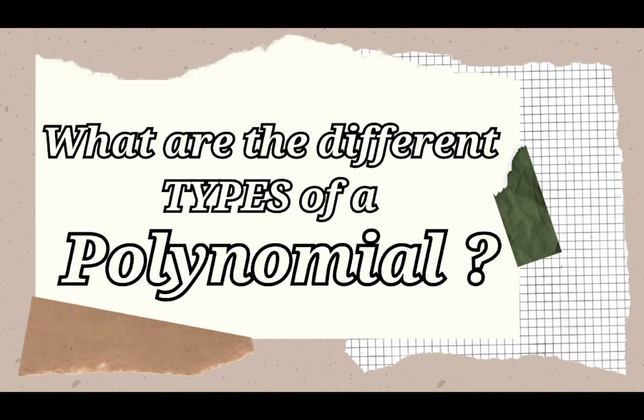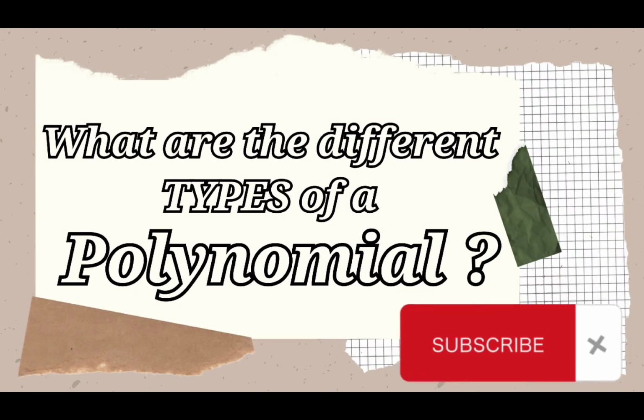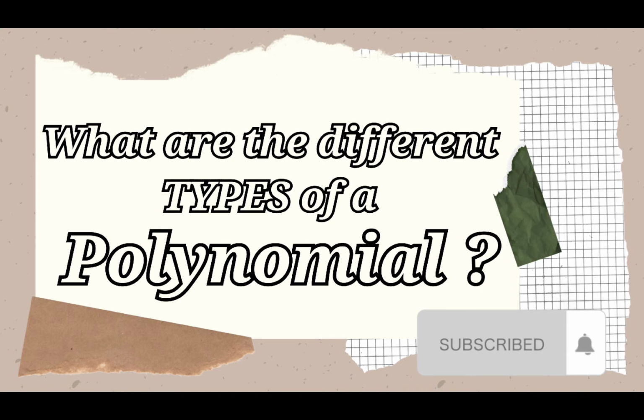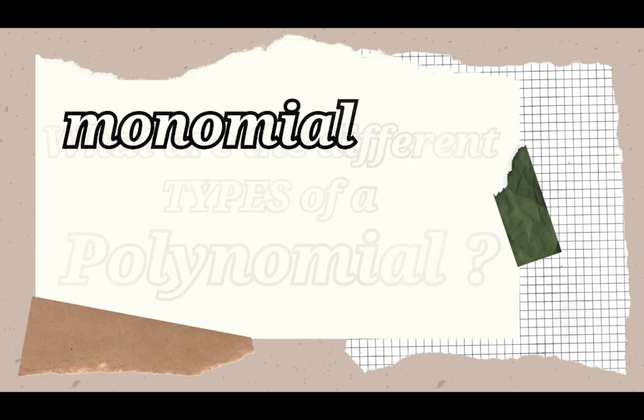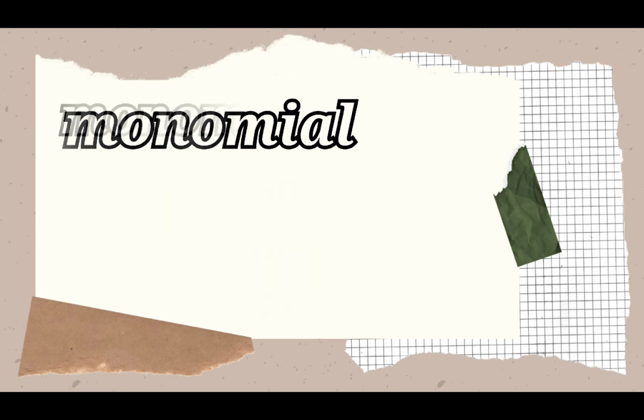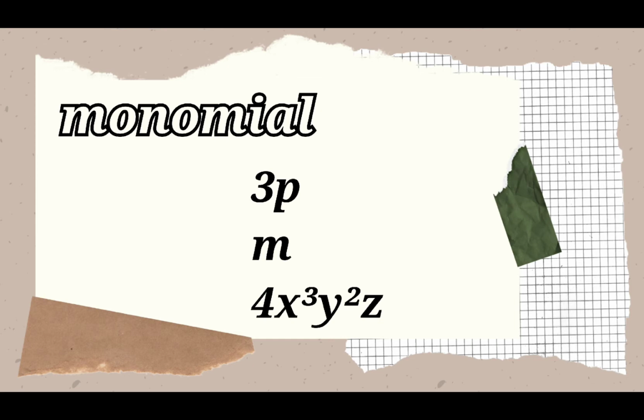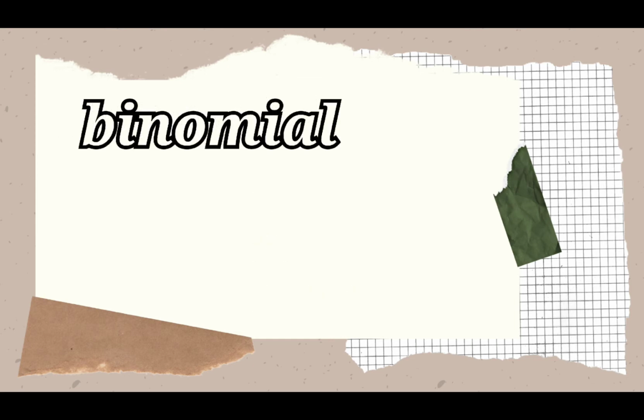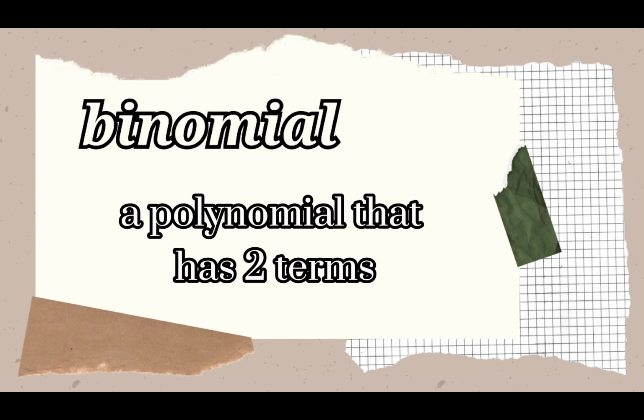The next topic we are about to tackle is the different types of a polynomial. The first type of a polynomial is monomial. It is a polynomial that has only one term. Here are the examples of a monomial. The next type is binomial. It is a polynomial that has two terms.